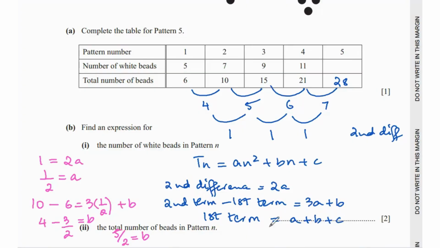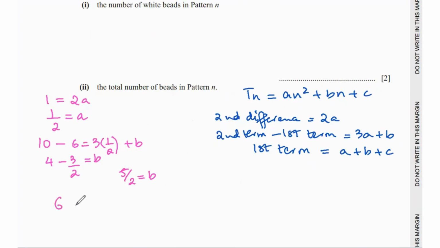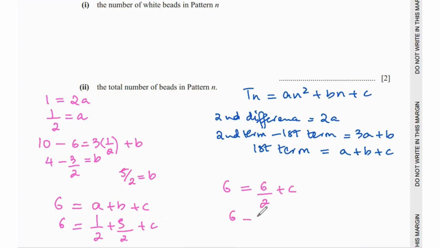So for c value, we can just use the last equation. First term equals a plus b plus c. So 6 equals 1 over 2 plus 5 over 2 plus c. So 6 equals 6 over 2 plus c. 6 minus 3, and that is 3. So your nth term is 1 over 2 n squared plus 5 over 2 n plus 3. That is your final answer.